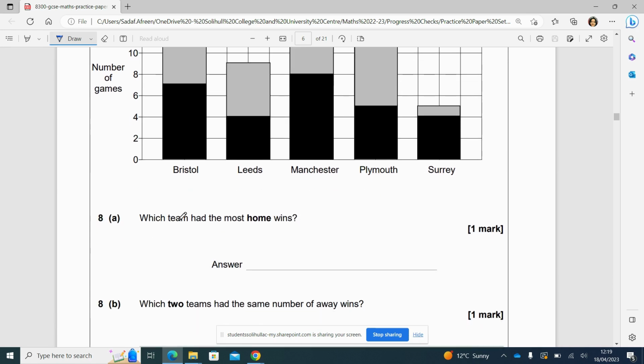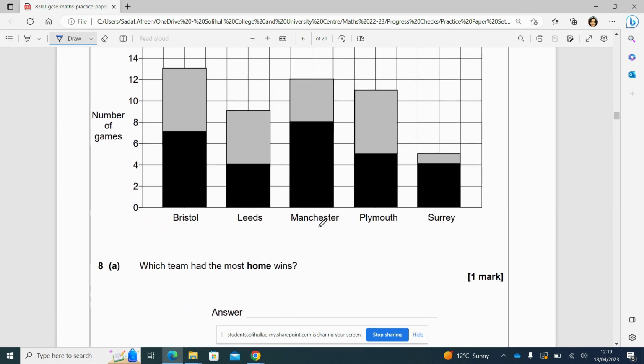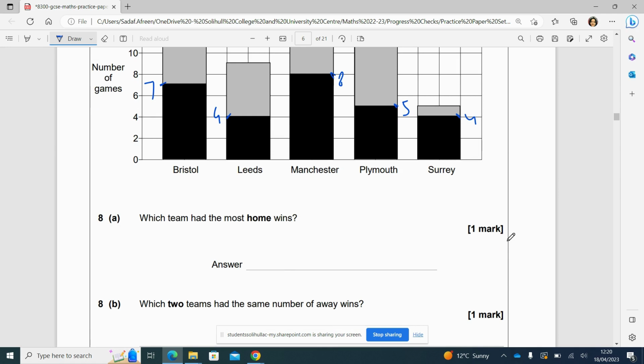Now, part A says which team had the most home wins. So if you look at the bar chart here, for Bristol the number of home wins is 7. Leeds, home wins are 4. Manchester is 8. Plymouth is 5. And Surrey is 4. So the team which has the most home wins is Manchester.